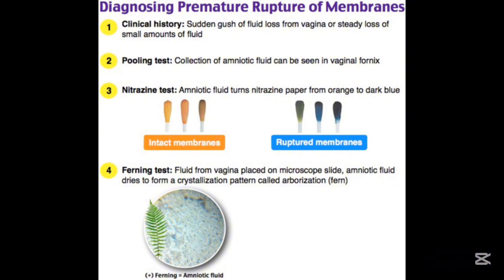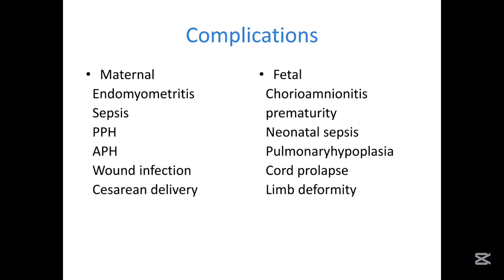So what are the complications? I'll divide the complications into maternal as well as fetal. For maternal, you can have things such as chorioamnionitis, which is inflammation of the membranes. You can also have endometritis, which will occur postpartum. You can have sepsis as well as preterm labor. And for fetal complications, you can have prematurity and associated complications such as sepsis. You can have cord prolapse, umbilical cord compression, oligohydramnios, pulmonary hypoplasia, and fetal death in severe cases.